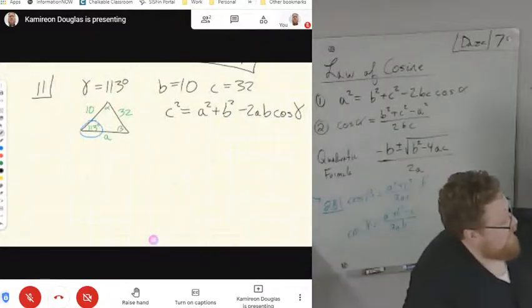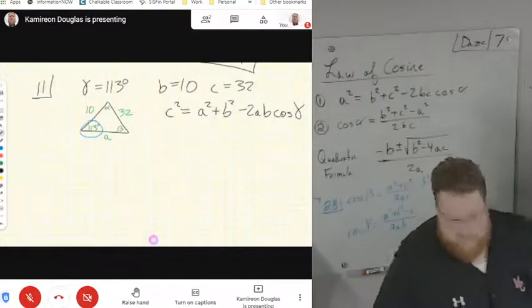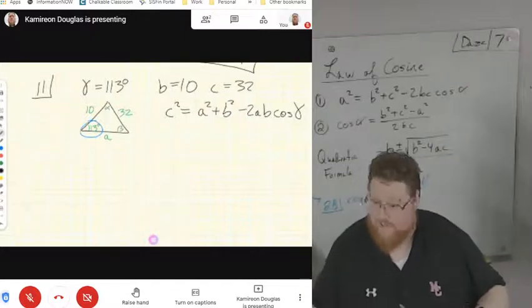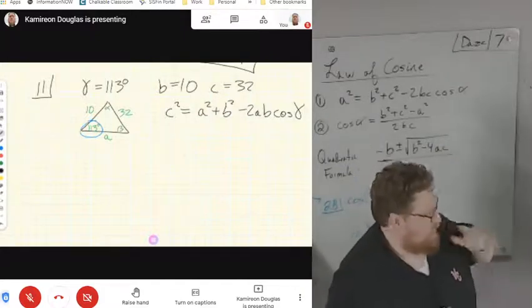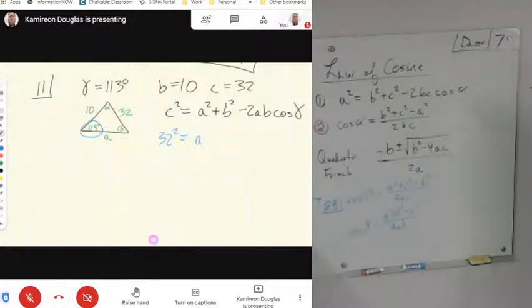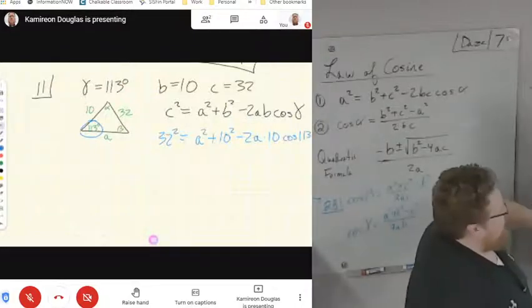But I'm given gamma. That determines what formula we're going to use. Okay? The angle we are given determines the formula we should use. So I'll show why in a second. Here we go. I plug it in. C squared, so that'd be 32 squared, equals A squared, which is unknown, plus B squared, which is 10 squared, minus 2 times A, which is unknown, times B, which is 10, times cosine of 113. So there is my crazy cool formula.